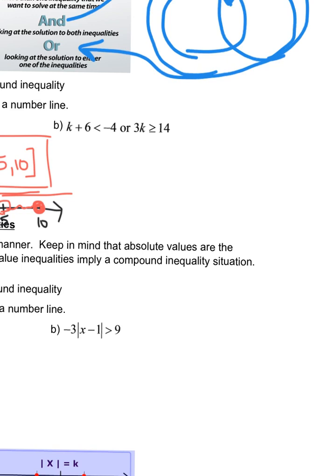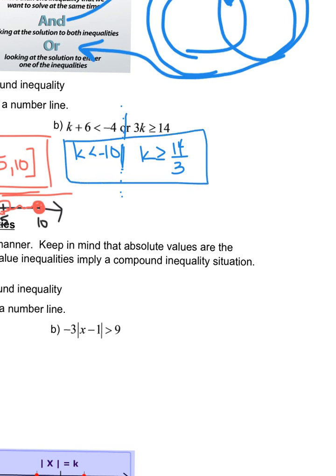Continuing on to the next example. This is going to be an or situation. Don't let this confuse you. All right. We just have two inequalities to solve. So when I move the 6 over, I'm going to have k is less than negative 10. Sorry, that looks like a line part of the answer. On this side, when we divide both sides by 3, I get k is greater than or equal to, oh no, a fraction. It's okay. Not a big deal. But those are your two answers.